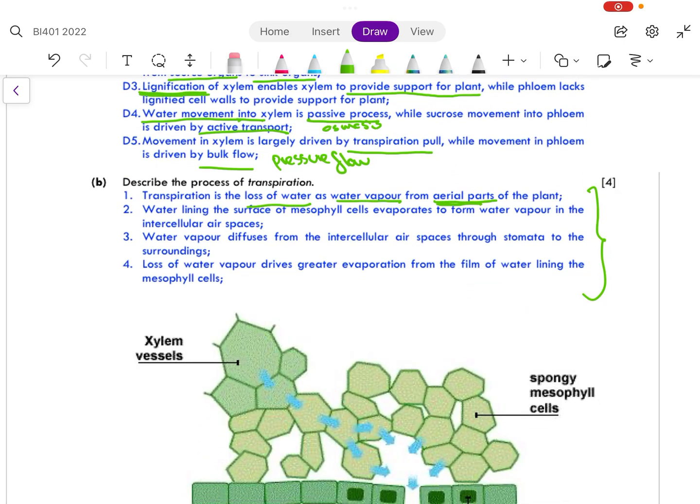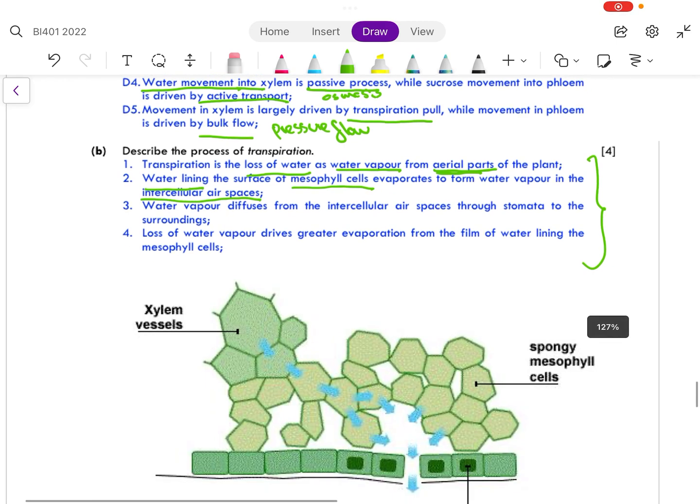Next, where does this water come from? The water actually comes from the lining of water on the surface of mesophyll cells. This water evaporates from the surface of mesophyll cells to form water vapor in the intercellular air spaces of the leaves. So what do I mean by that? And what are mesophyll cells? Mesophyll cells are these cells you find over here. Okay, if you look at the diagram below, these cells are mesophyll cells.